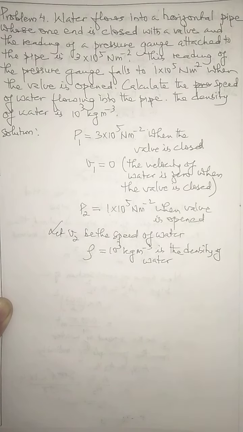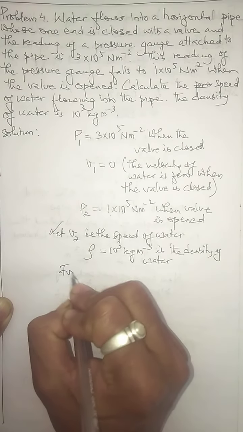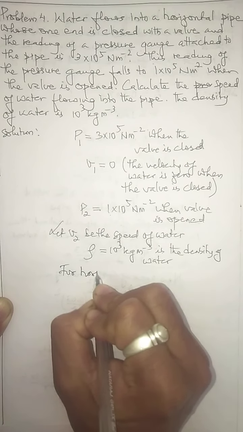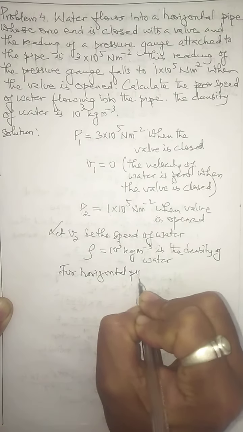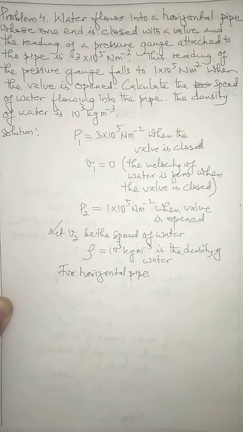Bernoulli's theorem is basically applied when an incompressible and non-viscous liquid flows through a pipe; in that case the total energy per unit volume remains constant. But this is for a horizontal pipe. So children, we are again dealing with a horizontal pipe, and for a horizontal pipe only two energies per unit volume remain constant. One is pressure energy per unit volume, and the other is kinetic energy per unit volume.